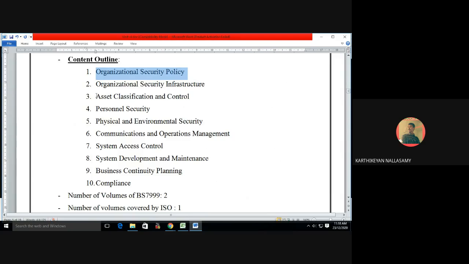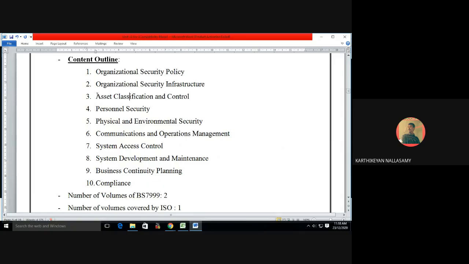And also we need to identify the asset classification and control. You know that assets are very, very important. For every asset, identification with the classification of the asset is very important. In risk management we define the identification of assets and we prioritize based on those assets. The next one, personnel security, is also very important. That means employment security.